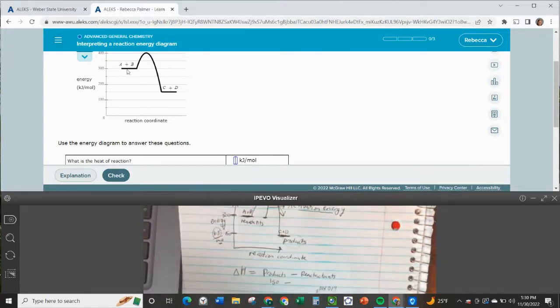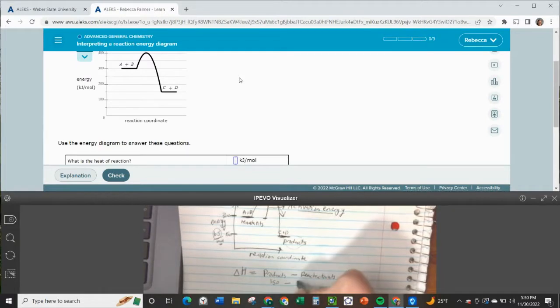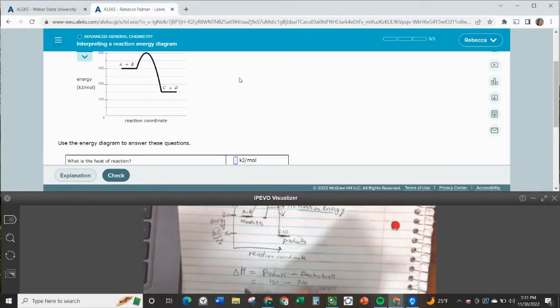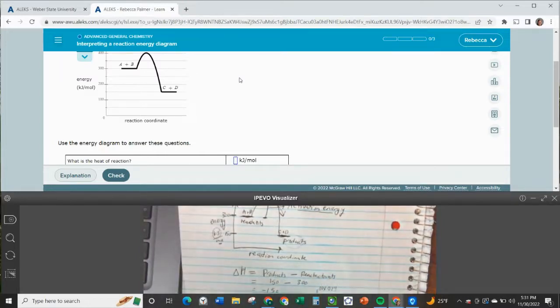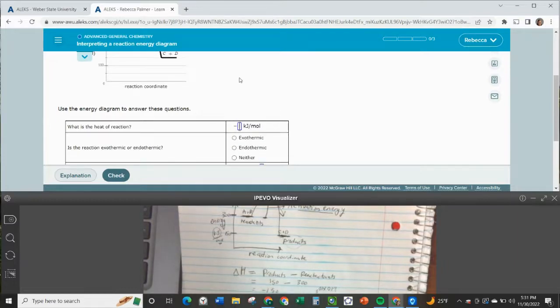Okay, and it should label it. If it's going to ask us to do math, it has to label those numbers. So 150 minus 300, and this one we need to make sure we're watching our signs. The signs are really important. So 150 minus 300 gives me negative 150. And then I just type that in. The heat of reaction for this reaction is negative 150.